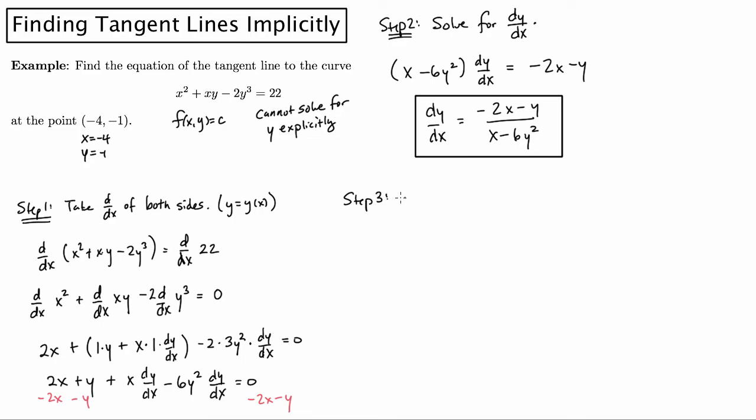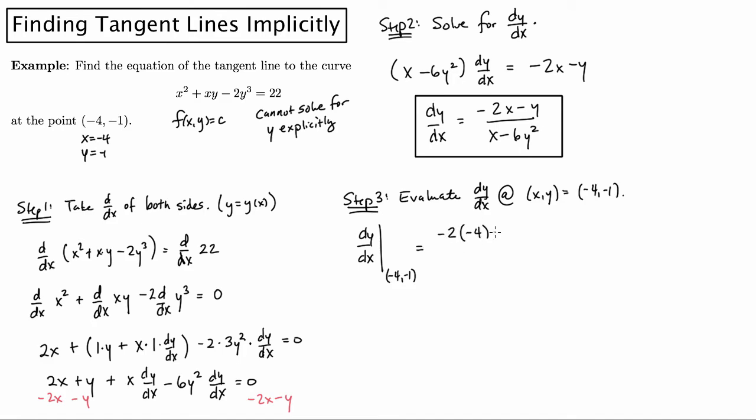The third step is to evaluate dy/dx at the point (x, y), which in this case is (-4, -1). Our notation for that is we think of dy/dx as an operator, and we're evaluating the operator at the point (-4, -1). So that is equal to, I'm just going to plug in these values.